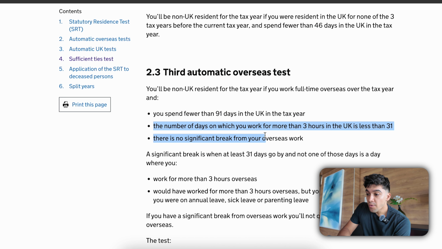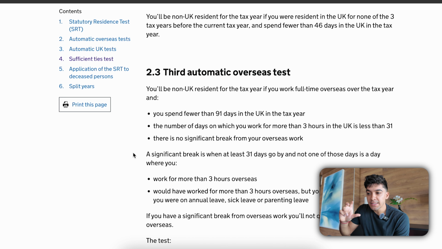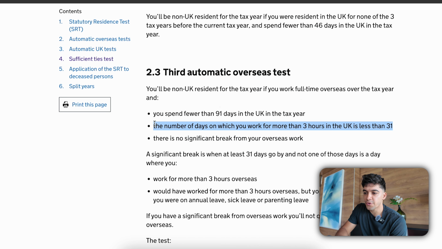And then the number of days on which you work for more than 3 hours in the UK is less than 31. So what does this mean? To be considered a non-UK tax resident, you need to spend, yes, less than 91 days, but less than 31 of those need to be spent working. Now, there is no significant break, but again, with entrepreneurship, there really aren't any breaks. The question you may be asking is, okay, well, what counts as work?